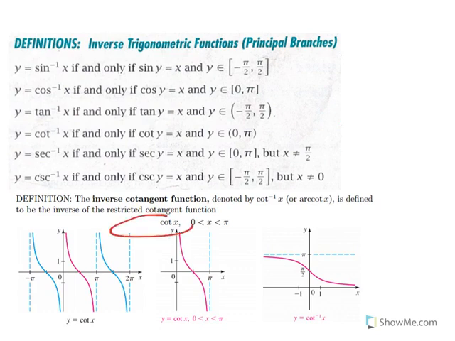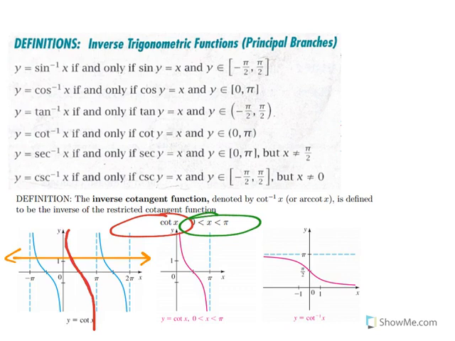Here we have the graph of the cotangent function, and you can see that the graph of the cotangent function fails the horizontal line test. The cotangent function is not one-to-one. Therefore, it does not have an inverse function unless you restrict the domain of the cotangent function from 0 to pi. Then on the restricted domain, the cotangent function will be one-to-one and therefore have an inverse function.